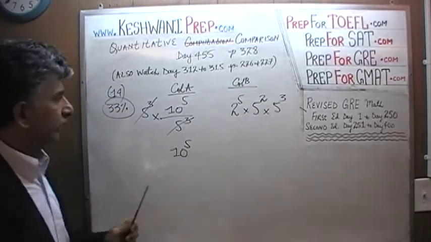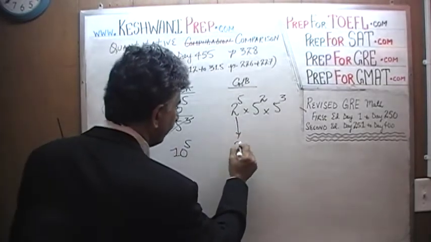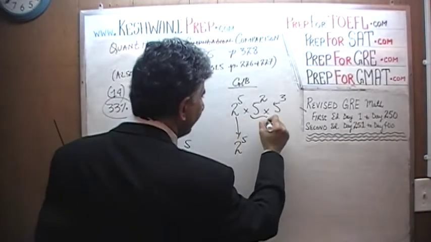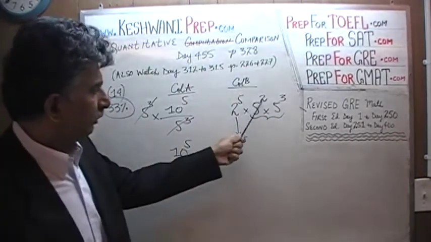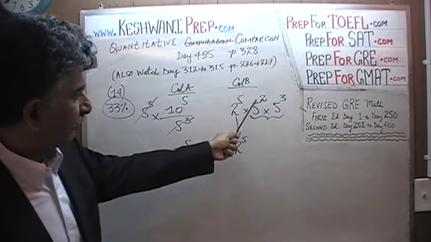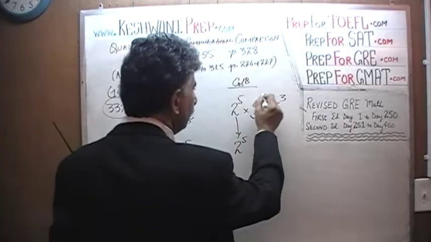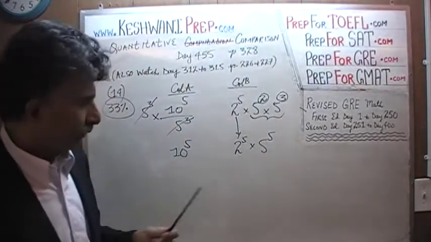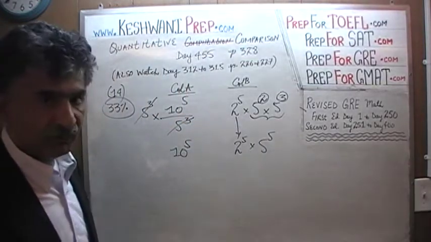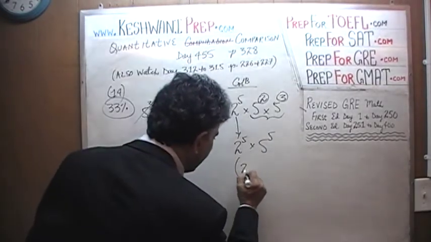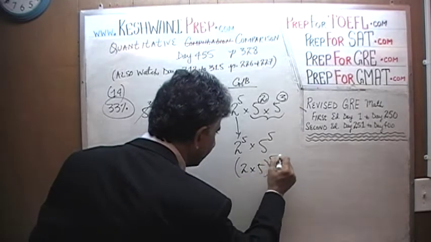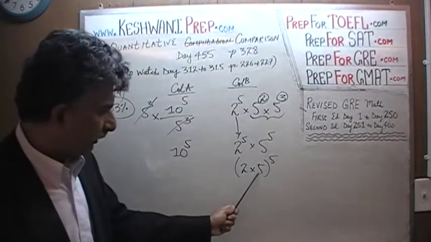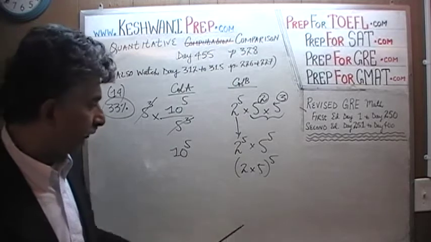Let's see what we end up with here. Here we have 2 raised to 5. And here we have 5 raised to 2 times 5 raised to 3. 5 raised to 2 times 5 raised to 3 is simply 2 plus 3, so 5 raised to 5. So 5 raised to 5 times 2 raised to 5 can be written as 2 times 5 raised to 5, and then of course 2 times 5 raised to 5 is just 10 raised to 5. They are equal.